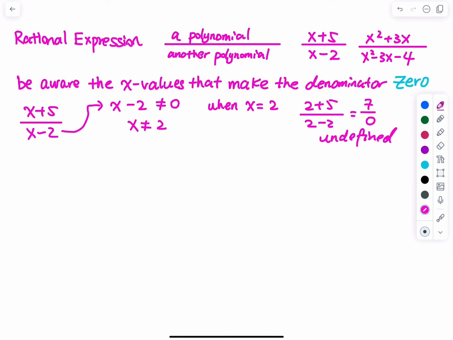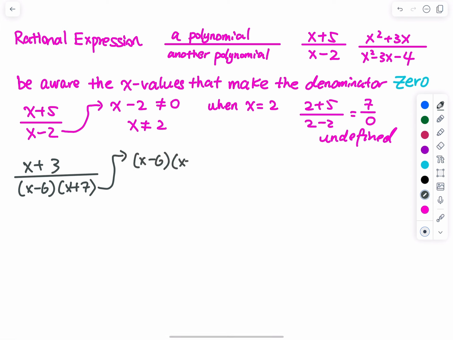What about some other expression? Let's say I have x plus 3 divided by two factors. How about x minus 6 times x plus 7? This one we have to emphasize that x minus 6 times x plus 7 cannot equal 0. That means, just like the zero product property, change the equal to a not equal: x minus 6 cannot equal 0, x plus 7 cannot equal 0, so x cannot equal 6, x cannot equal negative 7, right? So this is the restriction.